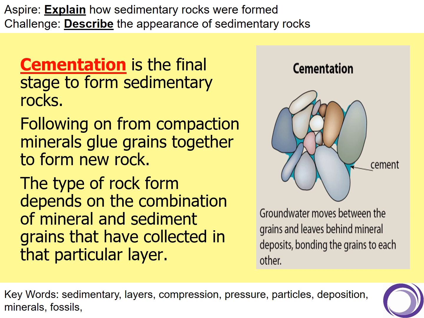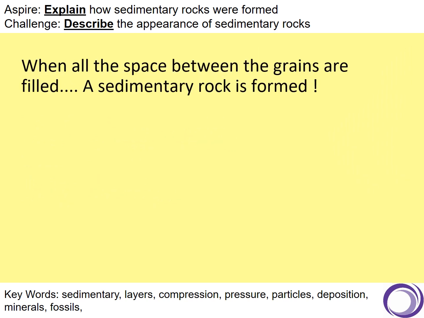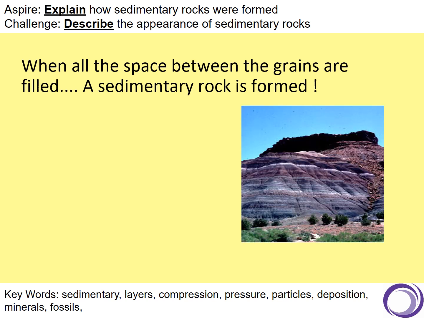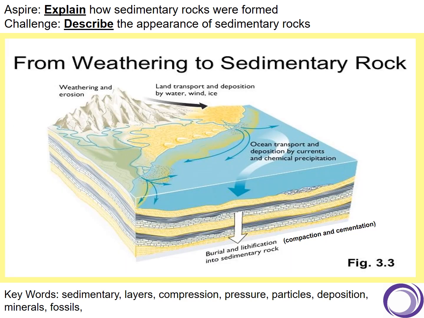So the groundwater moves between the grains and leaves behind mineral deposits, and this is what cements or bonds the grains to each other. When all the space between the grains is filled, a sedimentary rock is formed. And they're seen as these classic cliffs where you can see all of the different layers with the different types of minerals that have been glued together.